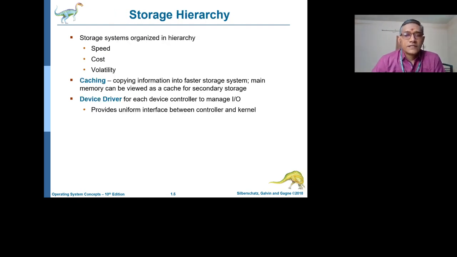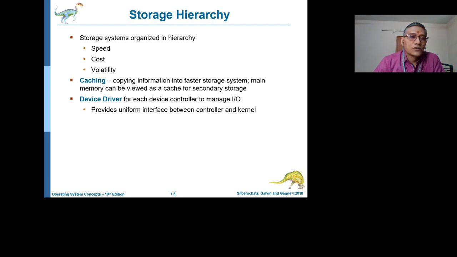Storage systems are organized as a hierarchy, with the corresponding terminologies with respect to speed, cost and volatility. We are going to see the corresponding hierarchy in the next slide. The next mechanism associated with the storage hierarchy is caching. It is very important, because if particular data is requested for a program to be executed, it should be retrieved from the main memory. So the access time should be minimized so that CPU performance will increase.